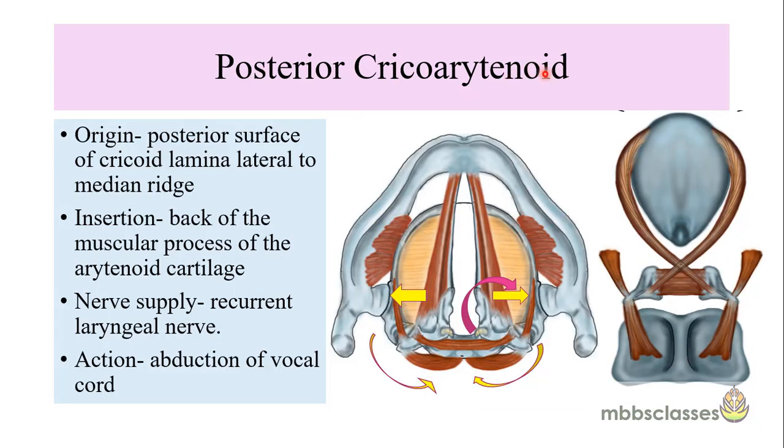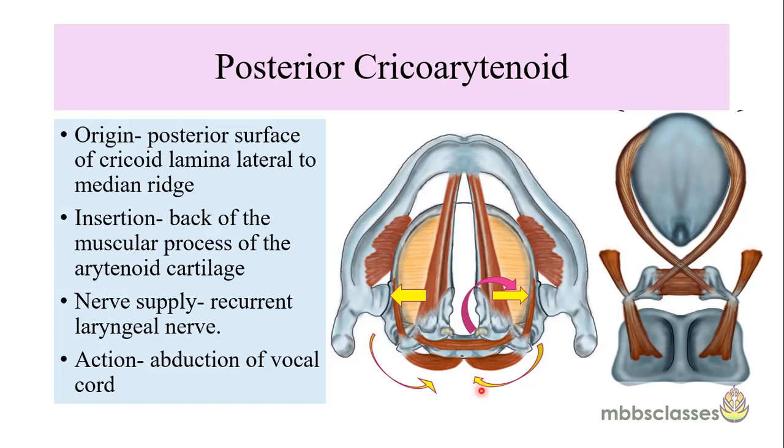Posterior cricoarytenoid. As the name suggests, the origin is from the posterior surface of the cricoid lamina, lateral to the median ridge. So this one is the median ridge. This one is the posterior aspect of the cricoid cartilage. This one is the lamina of the cricoid cartilage. From here it arises. This one is the posterior cricoarytenoid muscle and it is inserted over the muscular process.